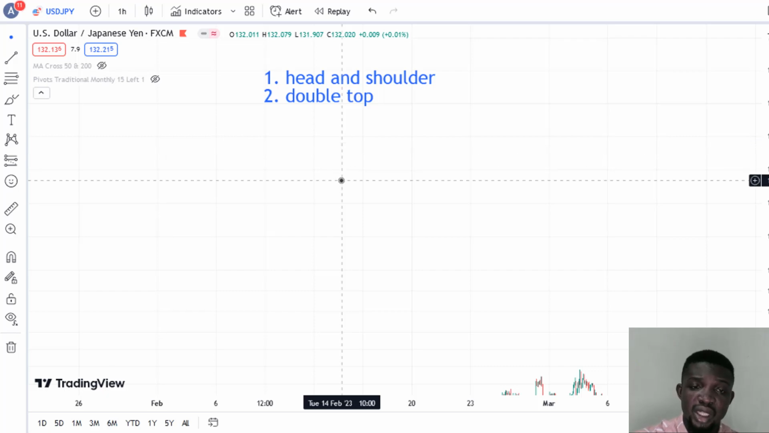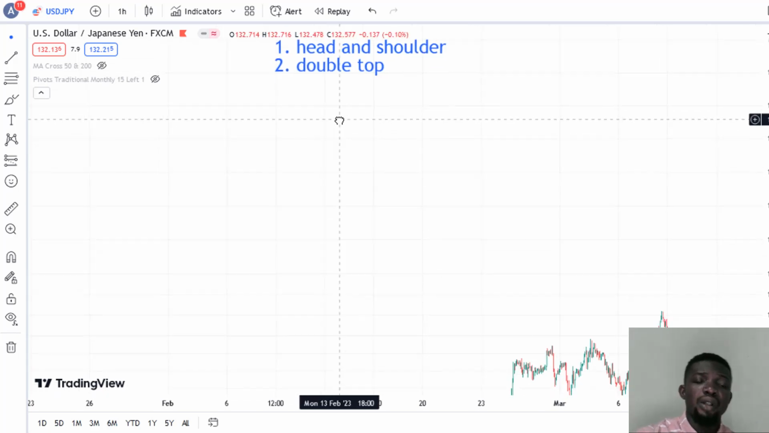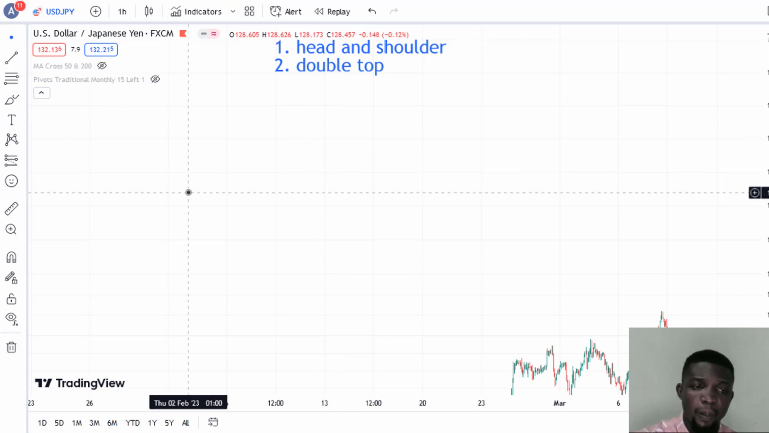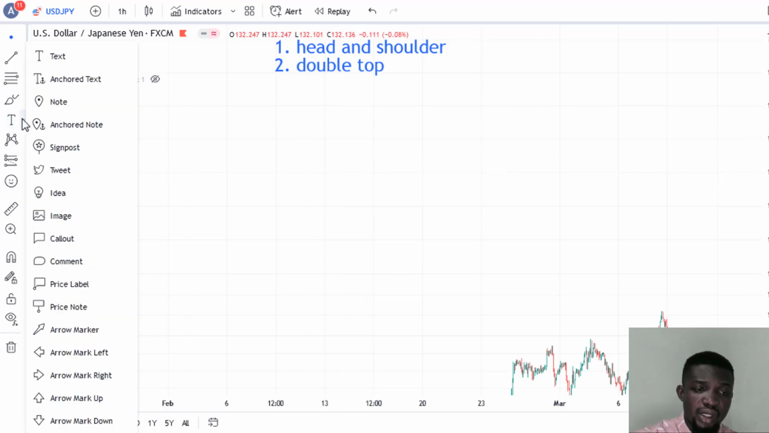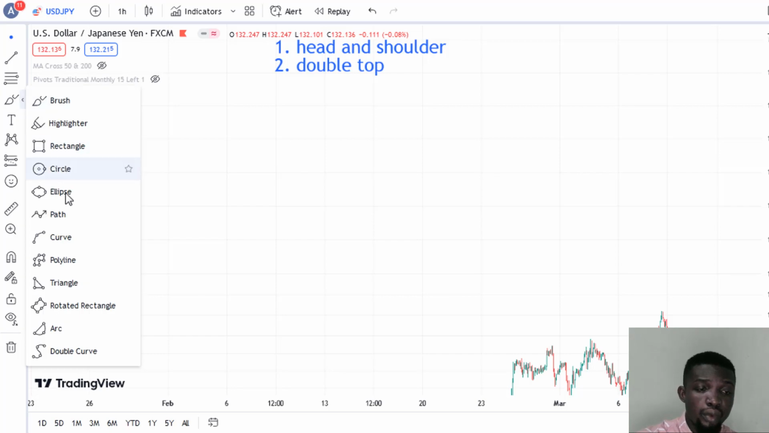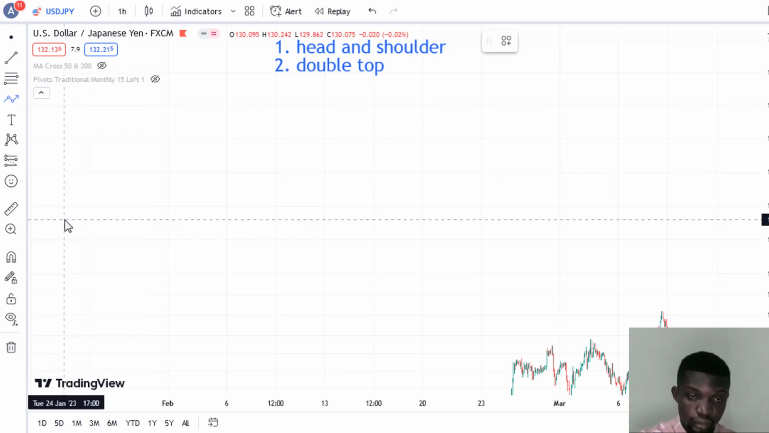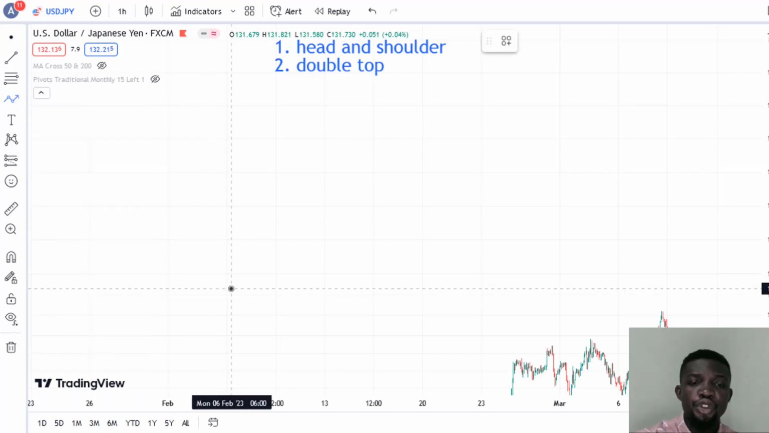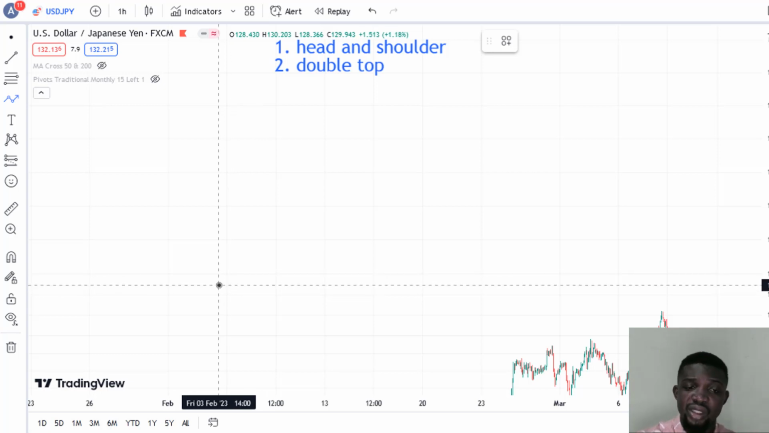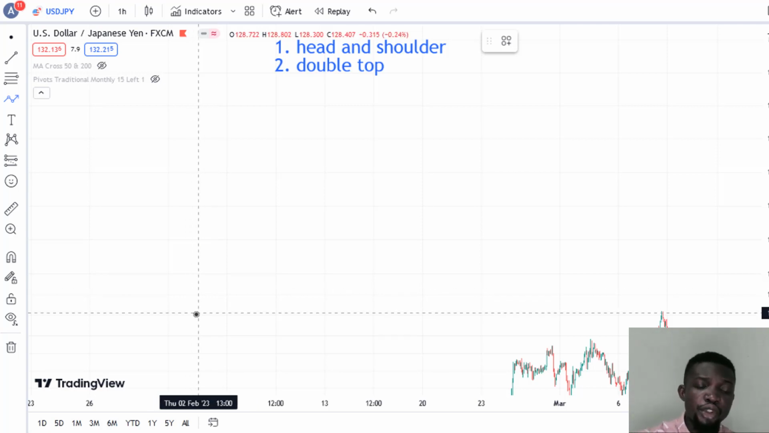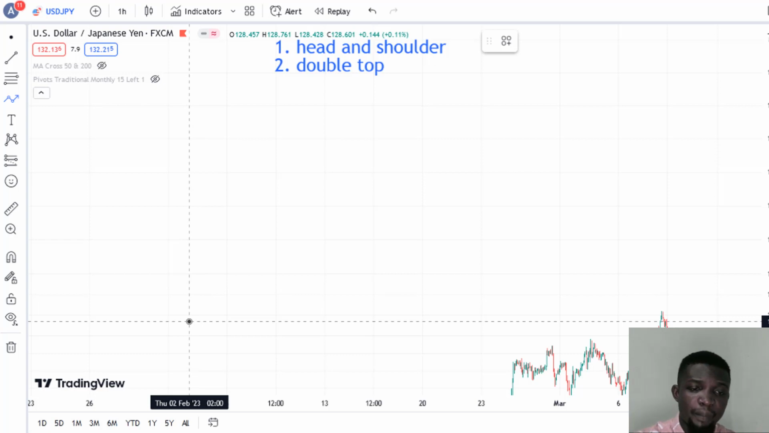I'm going to start with the head and shoulders pattern. So now, when do we trade the head and shoulders pattern? Let's start with it. We trade the head and shoulders pattern when the market trend is changing from an uptrend market to a downtrend market. So let me show you an example now.